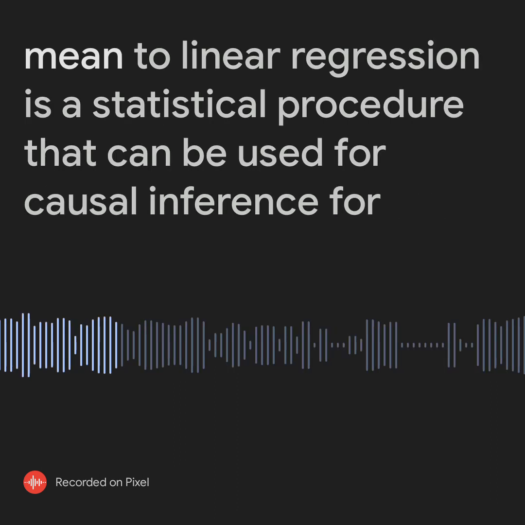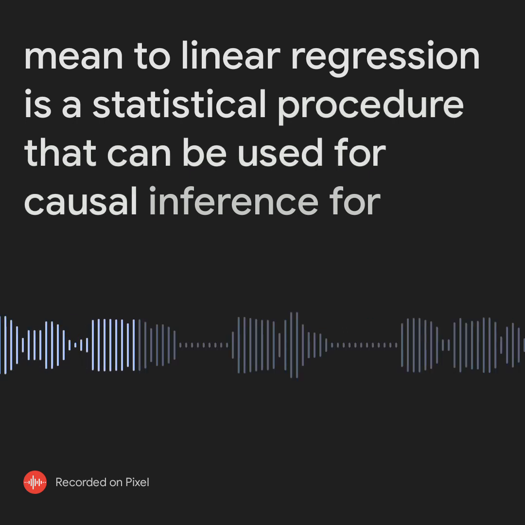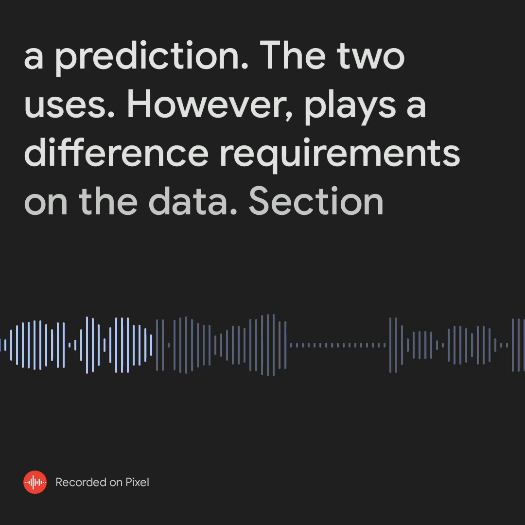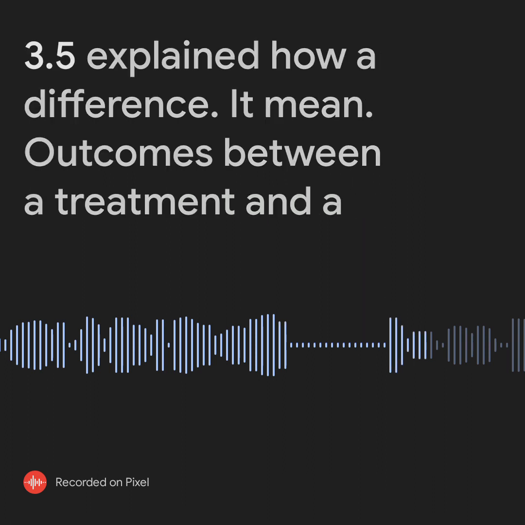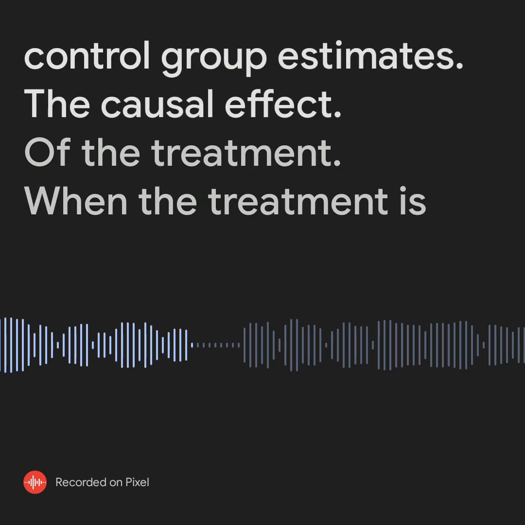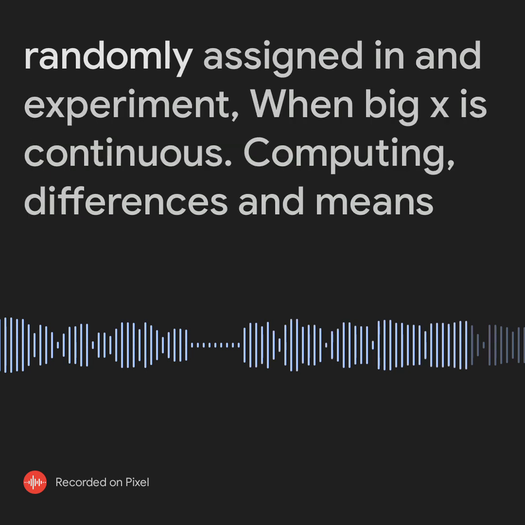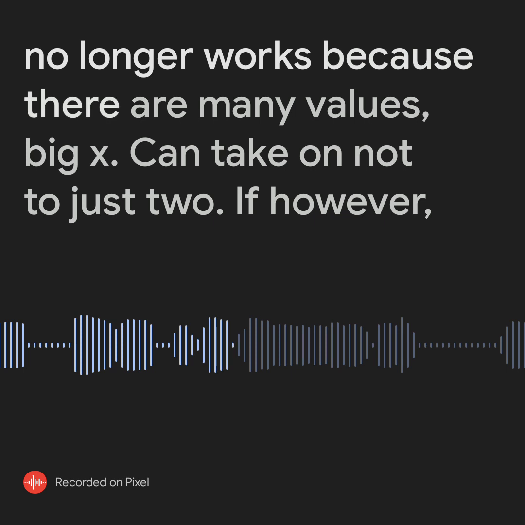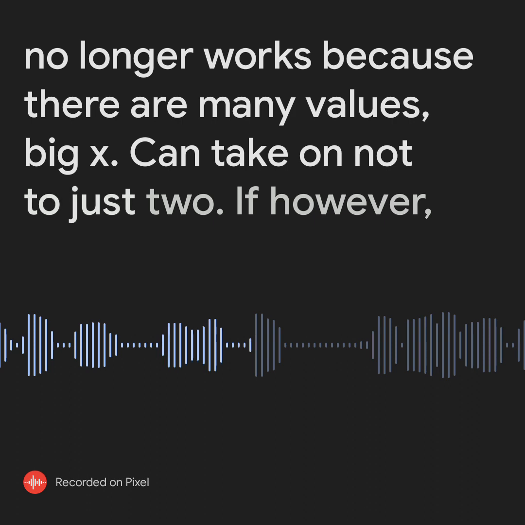Like the difference in means, linear regression is a statistical procedure that can be used for causal inference or prediction. The two uses, however, place different requirements on the data. Section 3.5 explained how a difference in mean outcomes between a treatment and a control group estimates the causal effect of the treatment when the treatment is randomly assigned in an experiment. When big X is continuous, computing differences in means no longer works because there are many values big X can take on, not just 2.